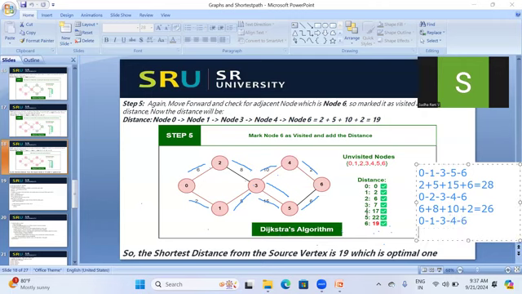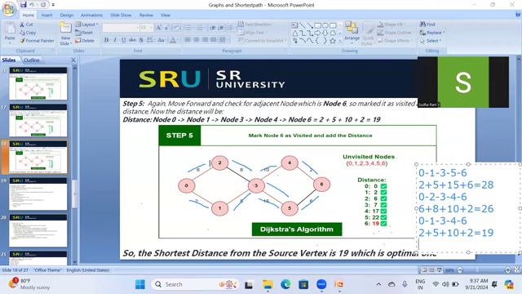What values do we have? 0 to 1 is 2, plus 1 to 3 is 5, 3 to 4 is 10, and 4 to 6 is 2. What is the value? 2, 7, 17, and 19. We got 19. This is one possibility. We can also check another possibility.